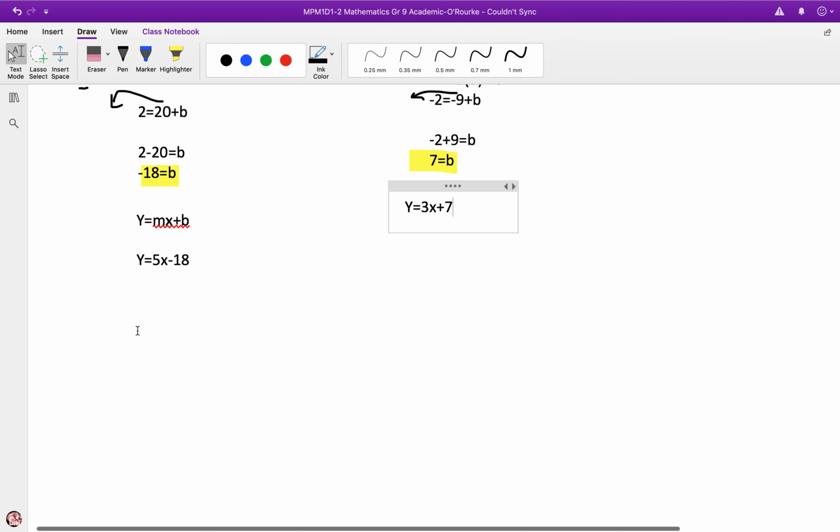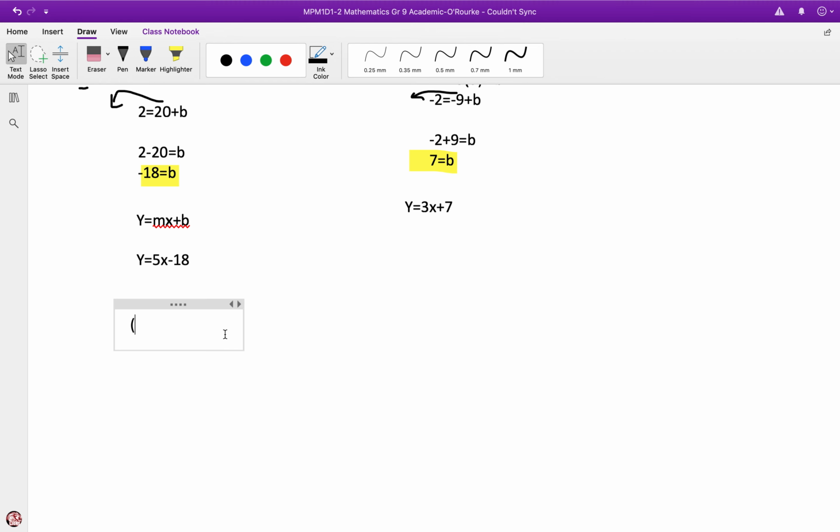So I'm going to let you do one now. And let's have you do one that looks like this. Let's go (4, 9) with a slope of 4. So pause the video now and I'll let you guys work on this for a couple minutes.